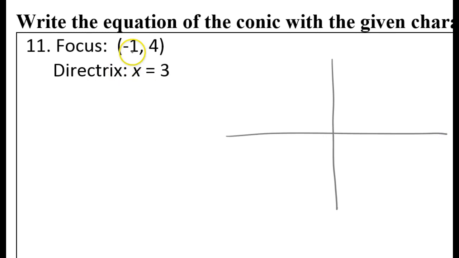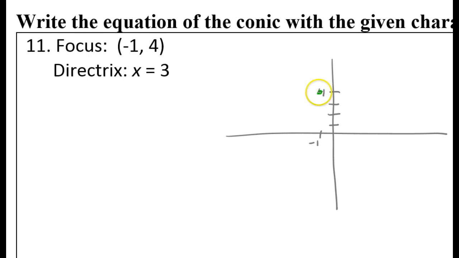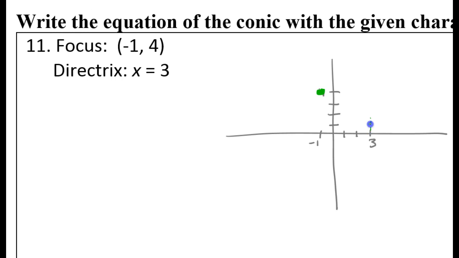Okay, we have a focus at -1, 4. So here's -1, and then 1, 2, 3, 4. So I have a focus right here at -1, 4. We have a directrix at x equals 3. X equals a number is a vertical line. So we're talking about a vertical line at 3. So that would be right here.